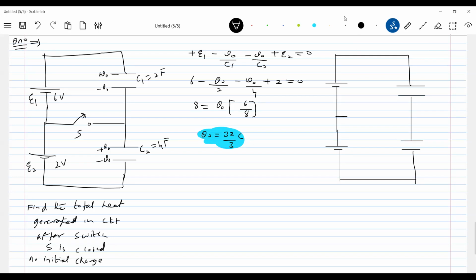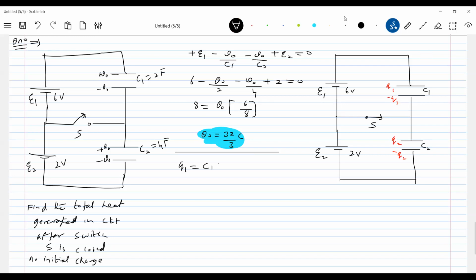The switch is closed. What will the charge in them? Let it be different. Q1 minus Q1, Q2 minus Q2. So what should be the Q1? Q1 should be equal to C1 E1. It's straight away from here. We'll find out the next part.